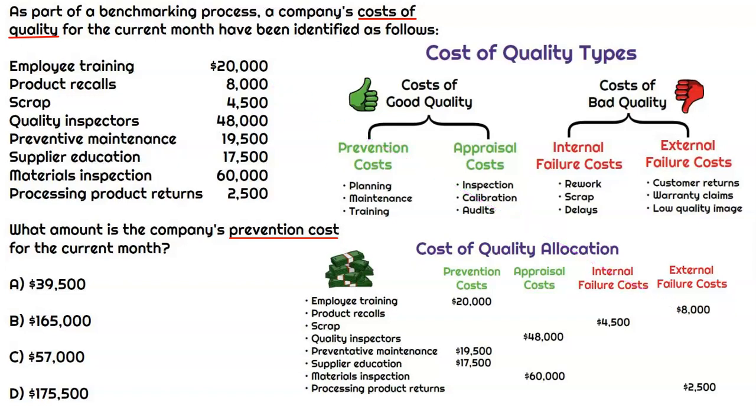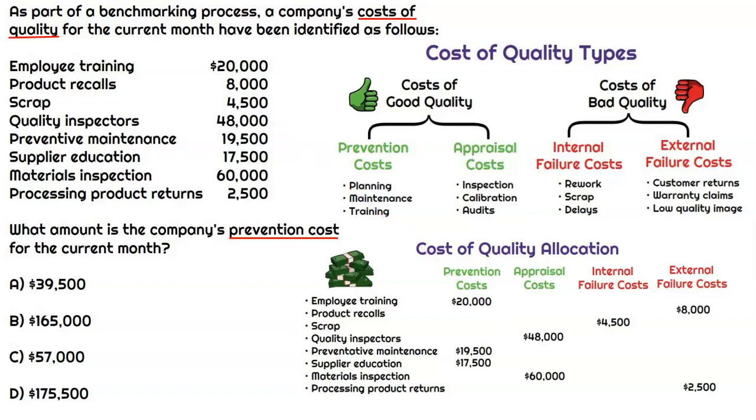The next cost is $4,500 of scrap. So scrap is an internal failure cost, meaning there's an issue, we have to scrap that product and rework it. So put $4,500 to internal failure. The next cost is quality inspectors for $48,000, and this is going to fall under appraisal costs. So we have quality inspectors to make sure that everything is functioning as it should, it's being produced in the manner or the specs that are required, right? That is all part of appraisal costs. So put that under appraisal costs.